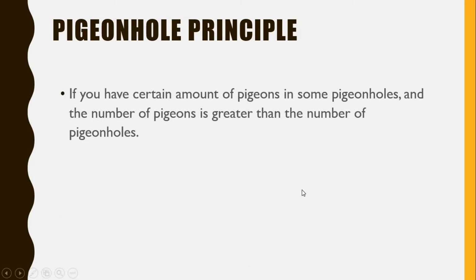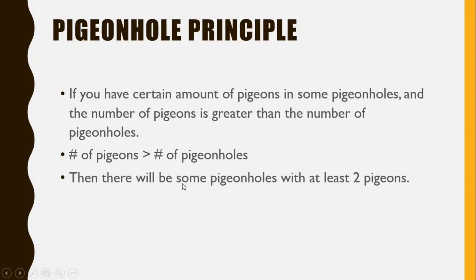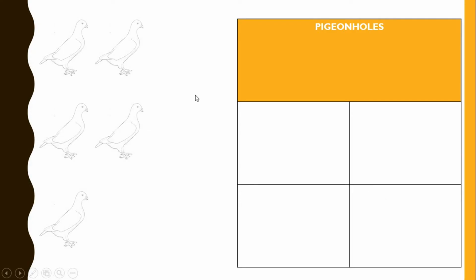If you have a certain amount of pigeons in some pigeonholes, and the number of pigeons is greater than the number of pigeonholes, then there will be some pigeonholes with at least 2 pigeons, right? This is an example of the pigeonhole principle.